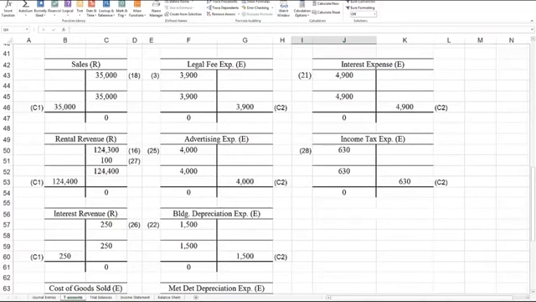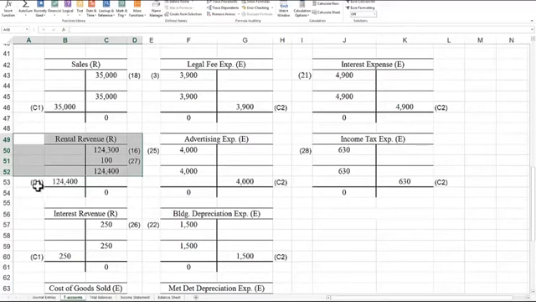To see how the closing entries work, let's go back to our T accounts. So if we look at something like rental revenue, after we did our adjusting entries and of course the entry during the period, there was a credit balance of $124,400. What the closing entry is going to do is debit revenue so that the balance is zero.